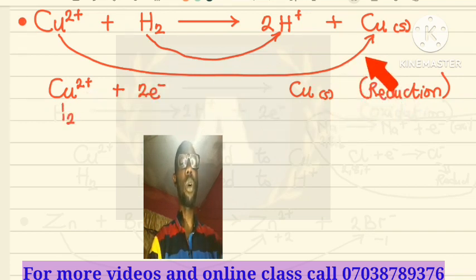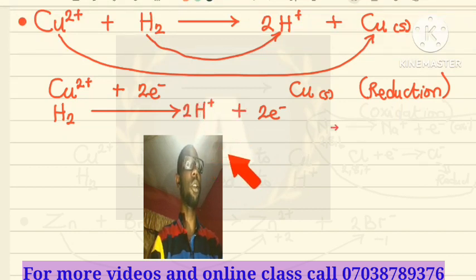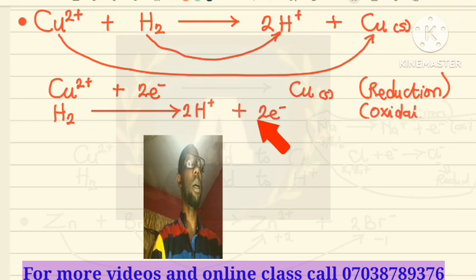More so, the hydrogen here has actually lost 2 electrons. It loses 2 electrons to form hydrogen ion in that reaction. So, meaning that the loss of electron is known as oxidation.